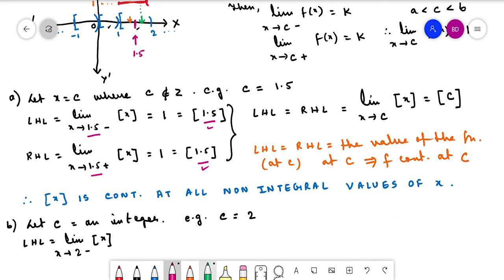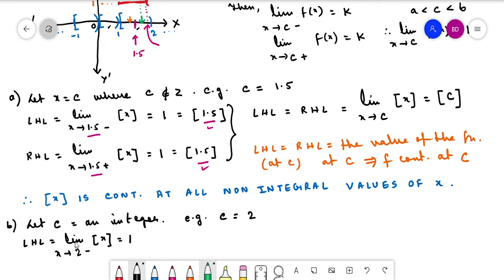x tends to 2 from the left. That means, what is the value of x? The value of x is somewhere here, to the left of 2 but very close to 2. So in that case, you see the value of the function box x is still 1. It is a constant function there, it is 1. So the value of this limit will be 1.